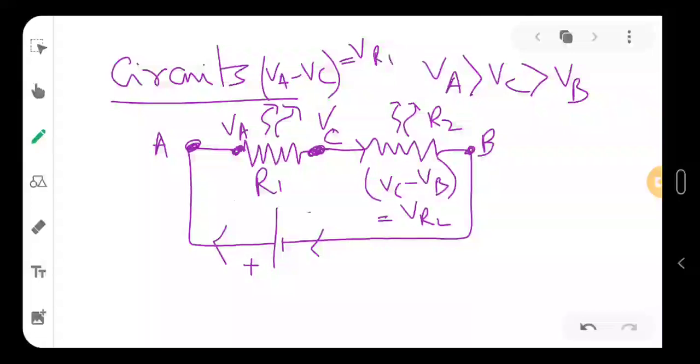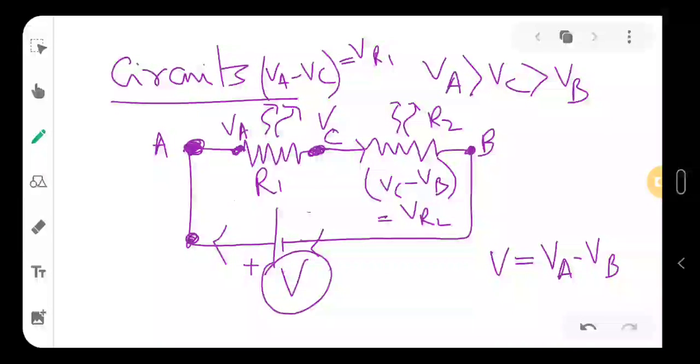Okay. So what is the total energy difference between VA and VB? This point and this point are the same, because there is no component. This point and this point are the same, because there is no component. So I can say that this total V is VA, which is higher, minus VB. Whatever their total energy was, that is being utilized in these two resistances.